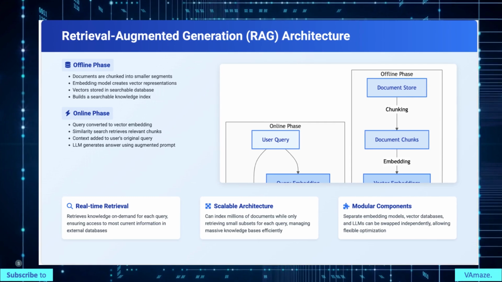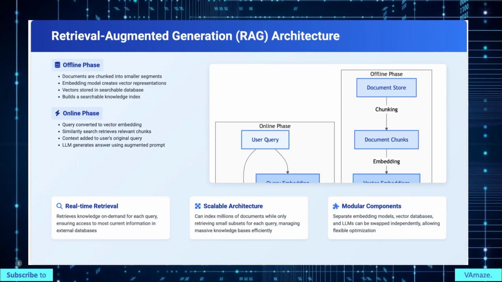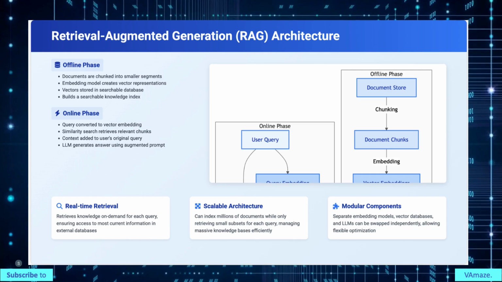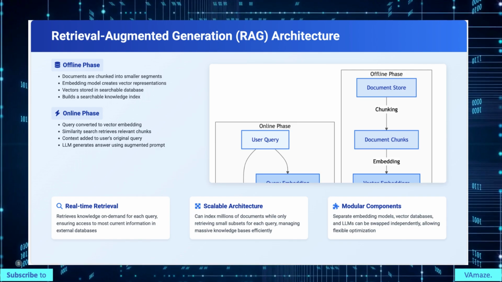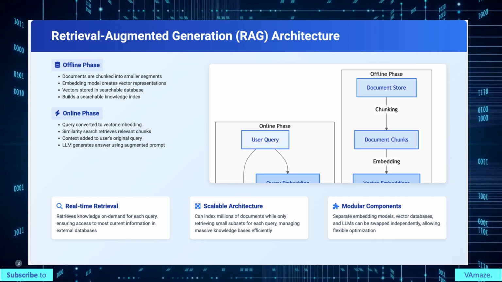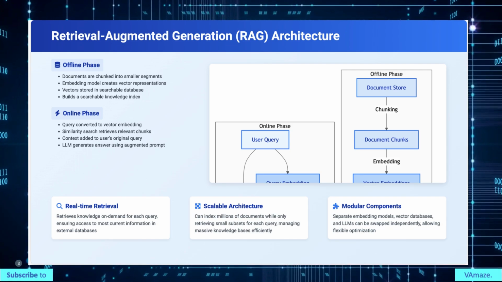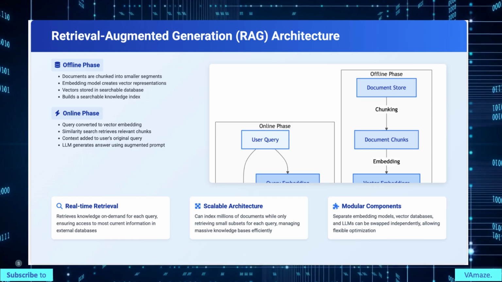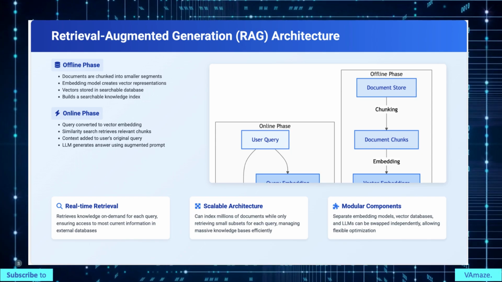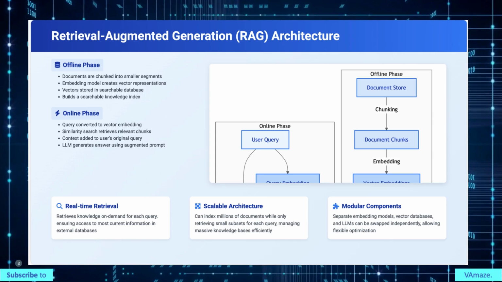Retrieval Augmented Generation, RAG, architecture. Let's take a deep dive into Retrieval Augmented Generation, RAG. The RAG architecture works in two phases, the offline phase and the online phase. In the offline phase, documents are chunked into smaller segments and vector representations are generated and stored in a searchable database. In the online phase, a user query is converted to a vector, relevant chunks are retrieved, and this context is added to the original query. This setup ensures that the model has access to the most current data through real-time retrieval. Moreover, the architecture is scalable, capable of indexing millions of documents while only retrieving relevant subsets for each query.